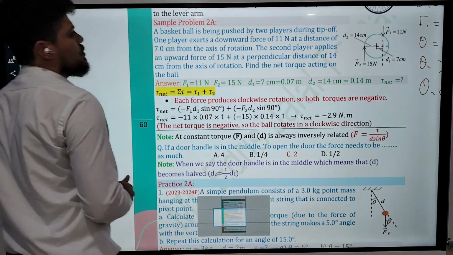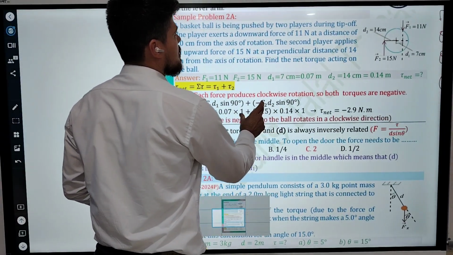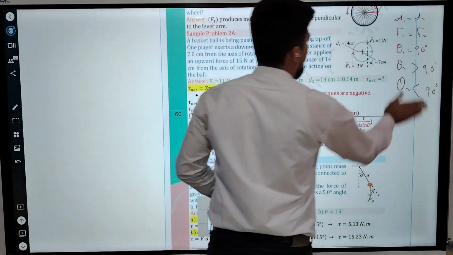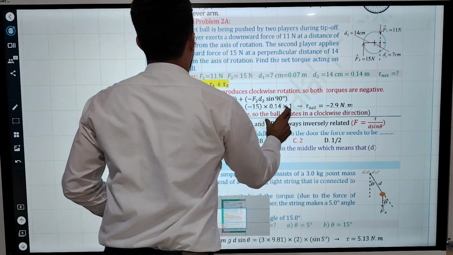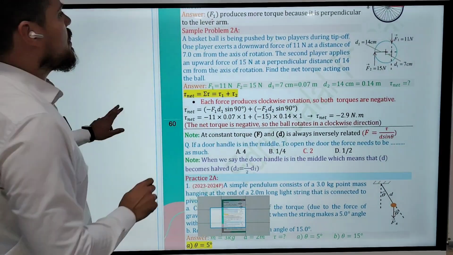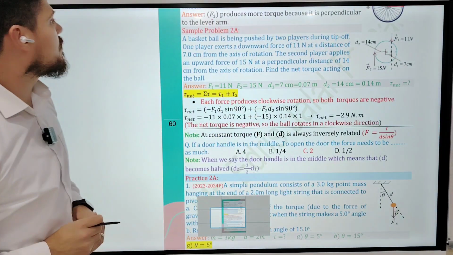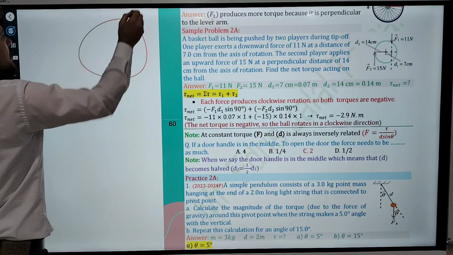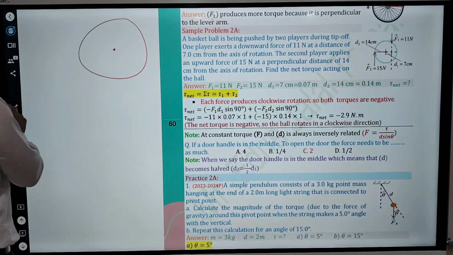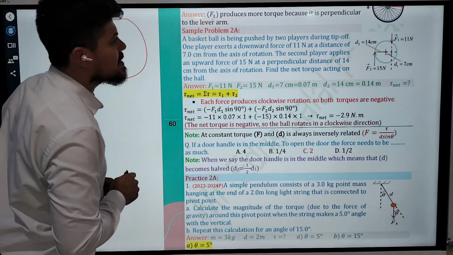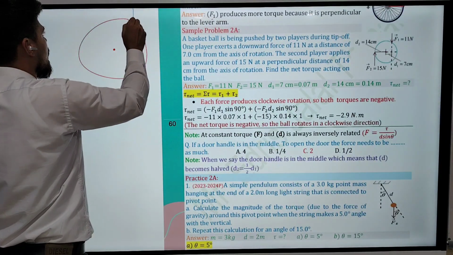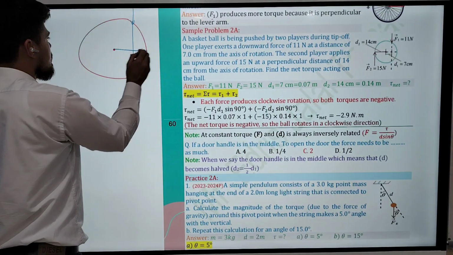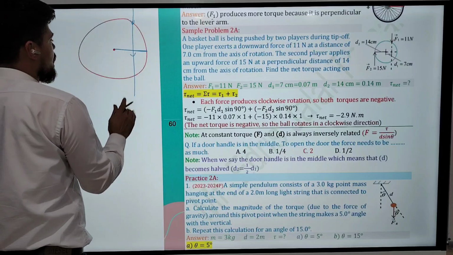Sample problem 2a. Look at this question. This is sample problem 2a, a very good question. The question says, a basketball is being pushed by two players during tip-off. One player exerts a downward force, as you can see in this figure. So this is the axis of rotation of the ball. The first force is a downward force. This is the force, applied at this distance. So this is the distance.